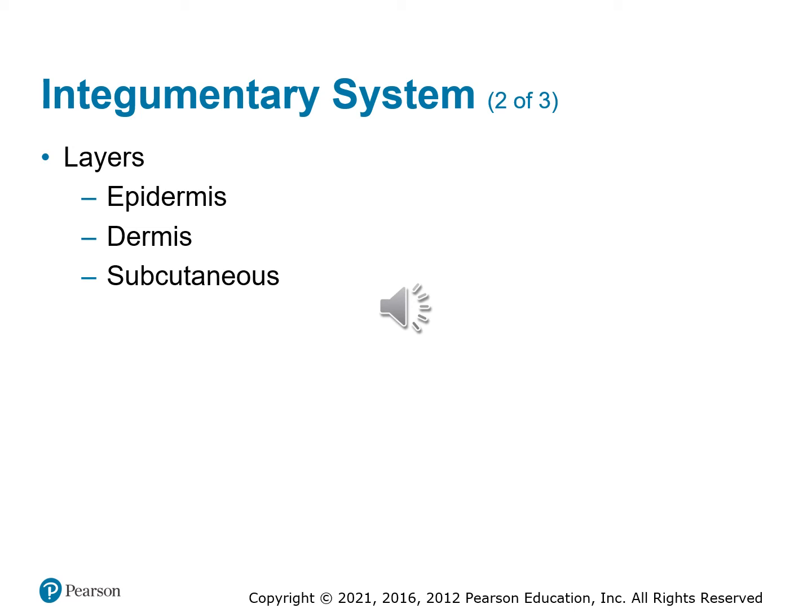The skin is made up of different layers, including the epidermis, the dermis, and the subcutaneous. The epidermis is the outermost layer. The dermis is the middle layer that's going to have our hair follicles and such. The subcutaneous layer includes the sweat glands, the arteries, veins, and the nerves.